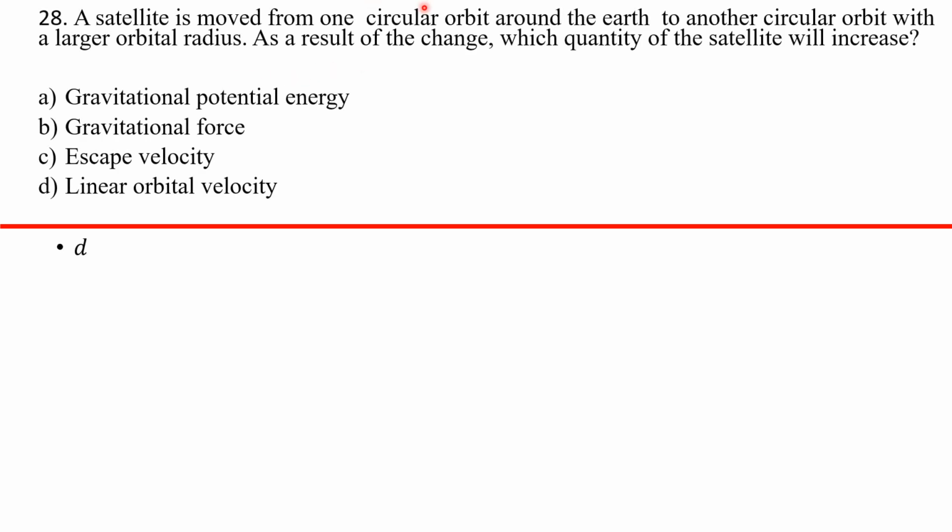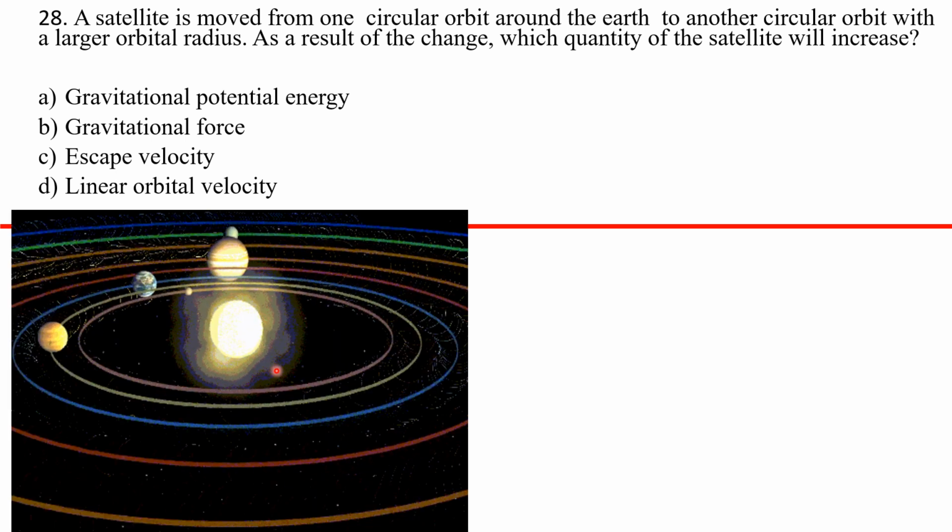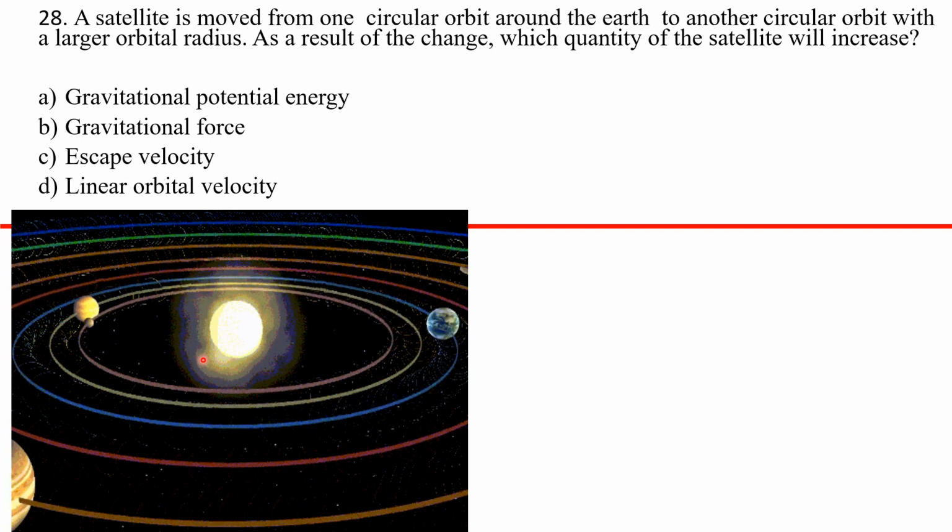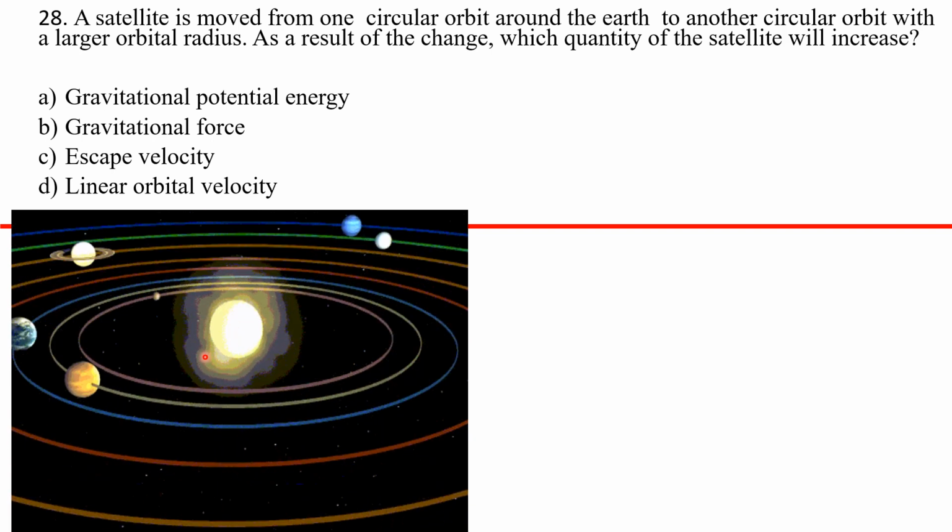A satellite is moved from one circular orbit around the Earth to another circular orbit with a larger orbital radius. As a result of the change, which quantity of the satellite will increase? Ooh. Okay, before we look at this problem, let's just explore a little bit of some frontiers in astrophysics. So we've got a solar system right here, the sun, the center of our solar system, which is basically our star.